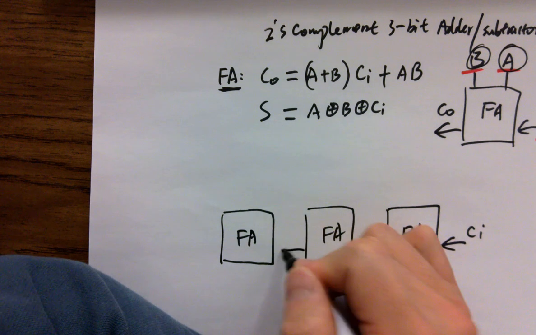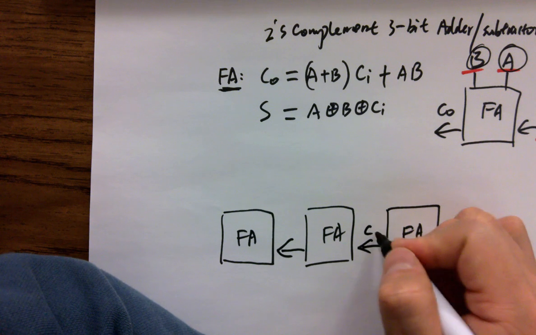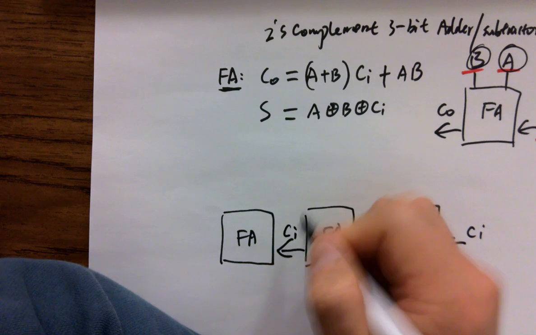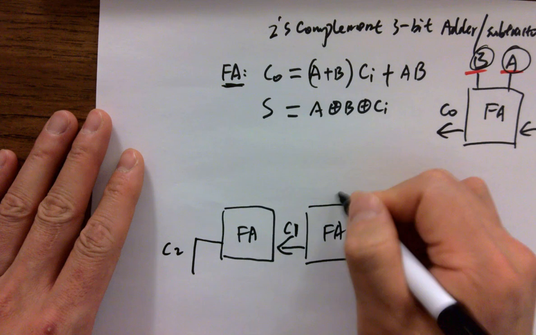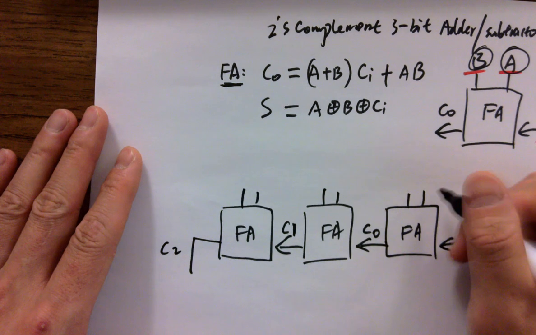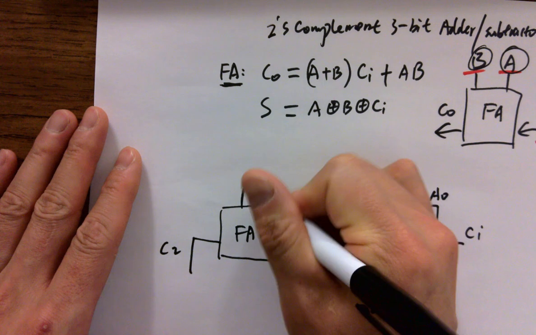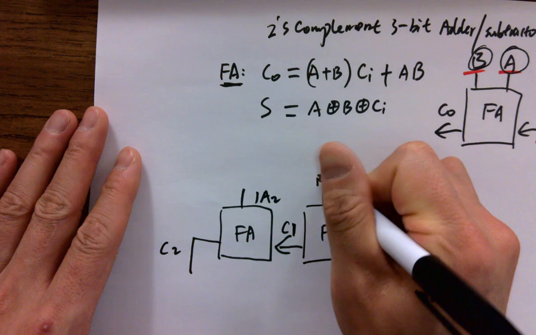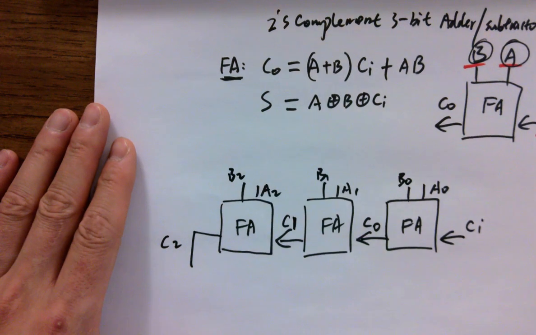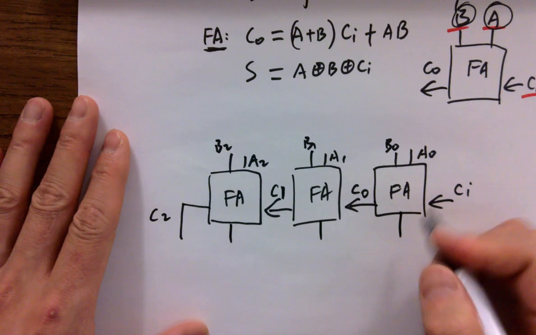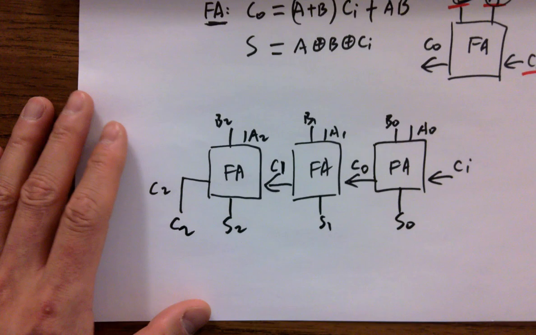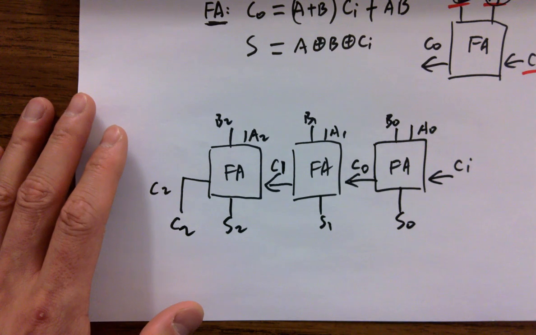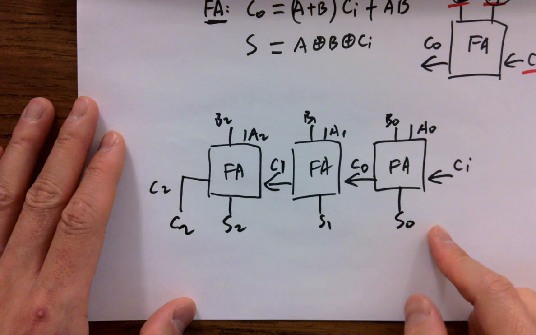CI, I usually call it C0, C1, C2, A0, A1, A2, B0, B1, B2. These are the sums, S0, S1, S2, C2. So for unsigned binary numbers, these 4 bits will be the final result.